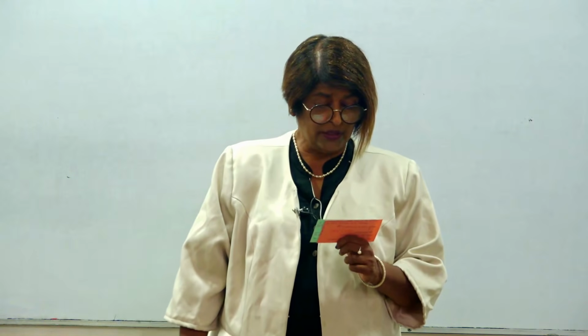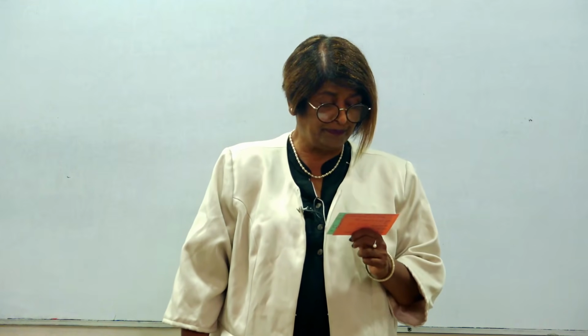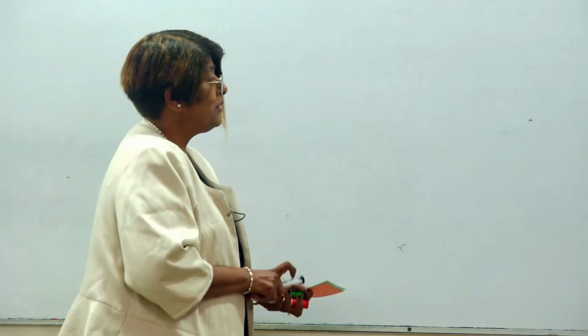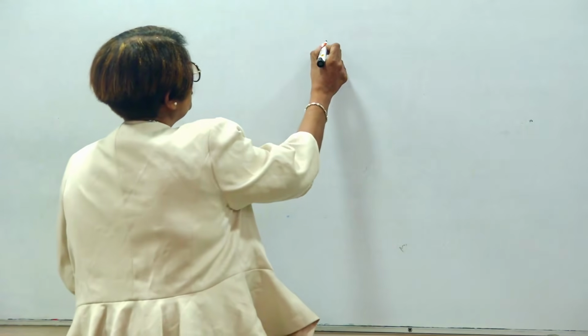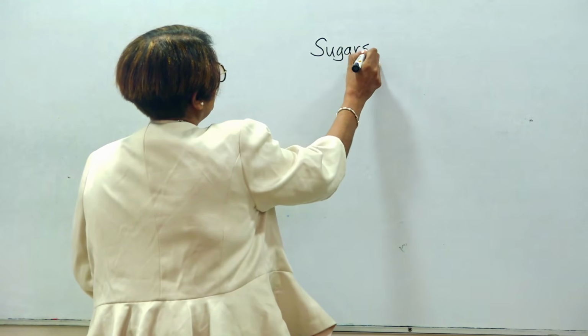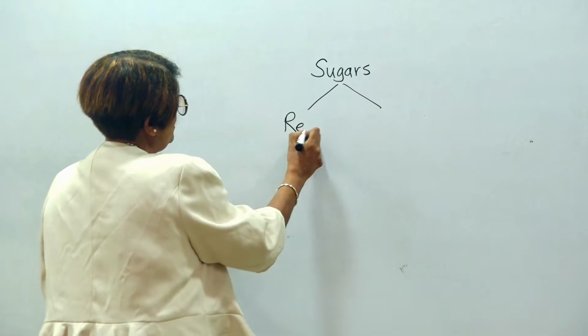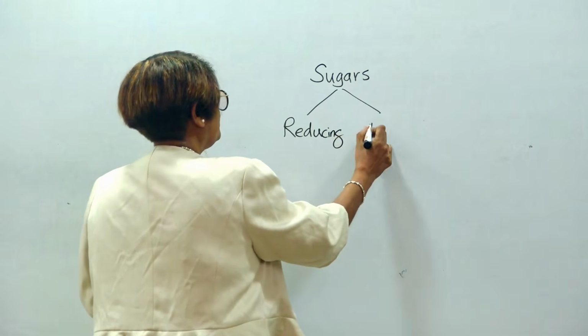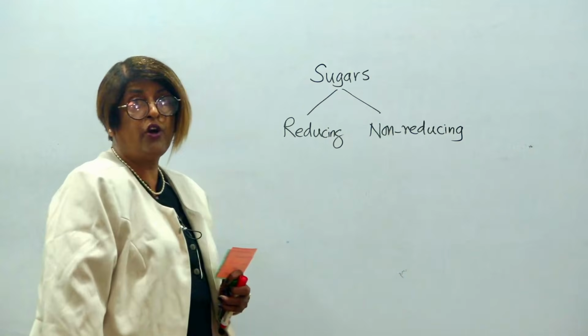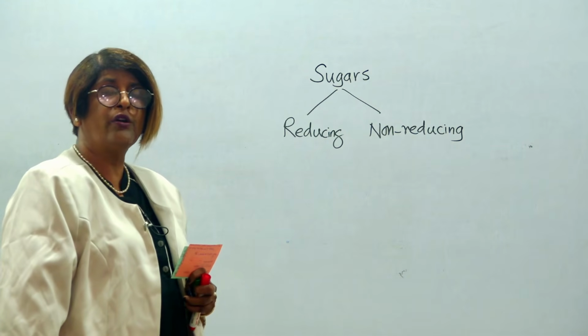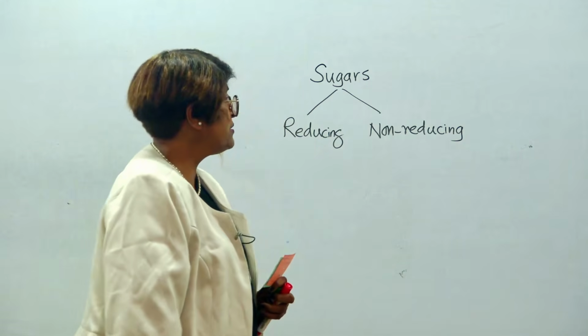Now, students, can you think of the underlying concept that the question is based on? Actually, it is a laboratory practical based question. We will try to understand the concept behind the question. Remember, sugars are divided into 2 groups, reducing and non-reducing. This classification of sugars is based on the reducing and non-reducing nature of the sugars.